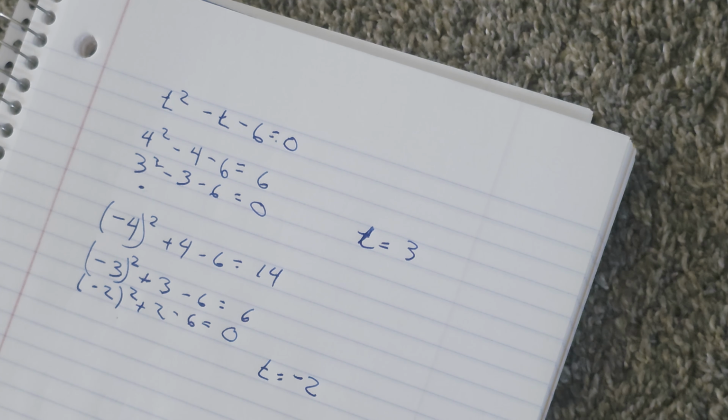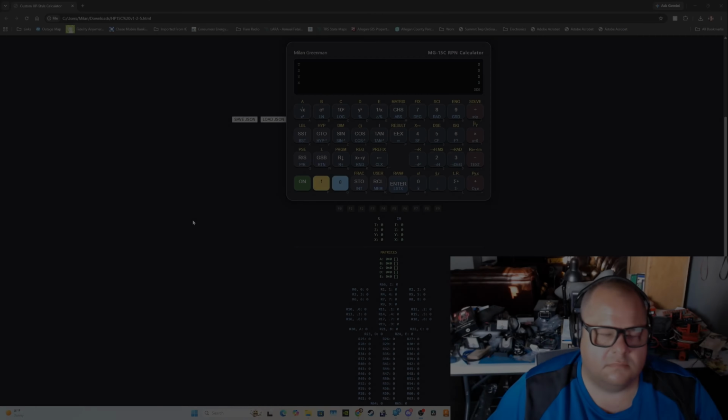Now we're going to take a look at doing it 2 ways on the HP15C or the MG15C emulator. The first way is with solve. The problem with solve is that you have to know and have a rough estimate of where both roots are, and it will give you one answer at a time. And then the second way we'll look at doing it on the calculator is with the quadratic equation programmed in that we can run through the program.